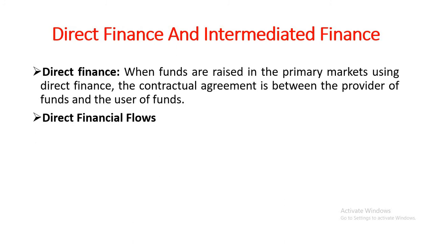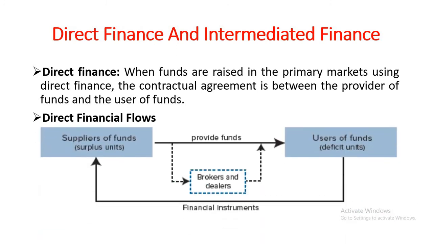Let's look at the direct financial flows. In direct finance, funds are transferred from surplus unit, that means from the savers or investors, to the deficit unit, that means to the borrowers. Over here, the borrowers or the users of fund sell financial instruments to the suppliers of fund or surplus unit with the help of financial instruments.